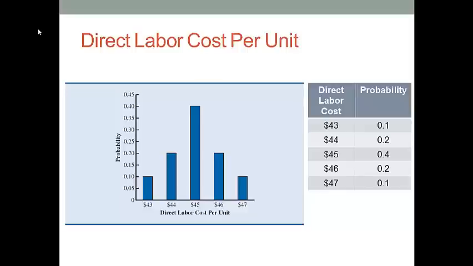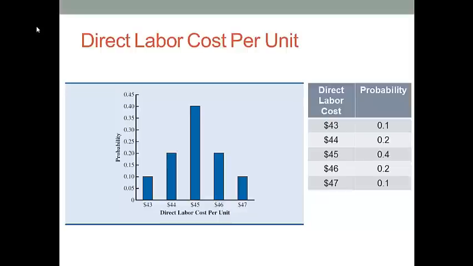After a little more research, the analysts find that instead of 3 possible values, the direct labor cost can actually have 5 possible values. They are $43, $44, $45, $46, or $47 per smartphone. And these values follow a discrete probability distribution. This slide shows the possibility of reaching different direct labor costs at different probabilities.